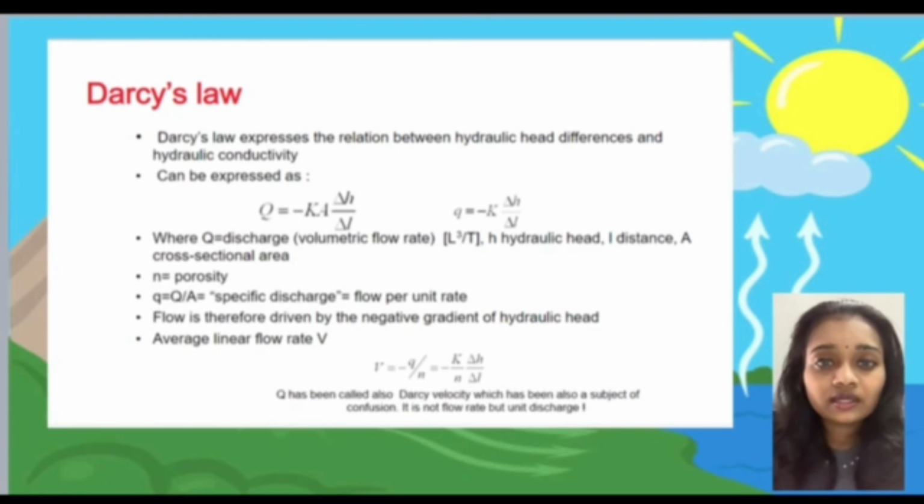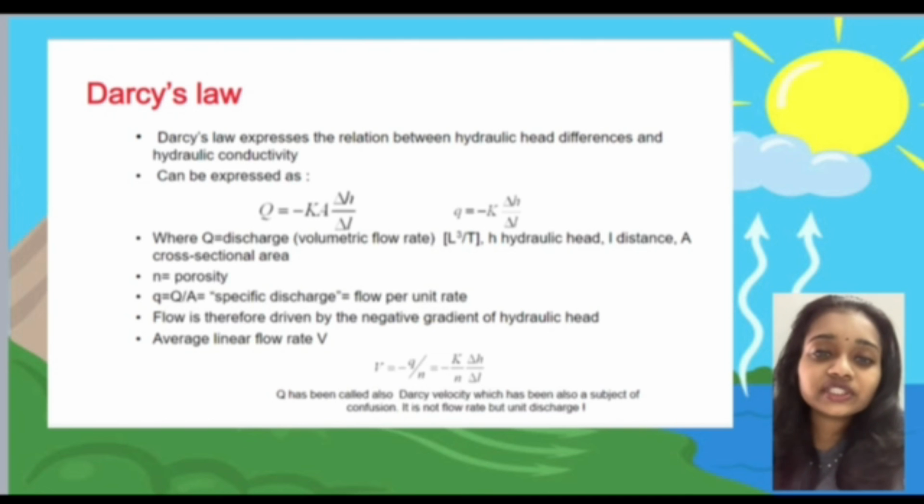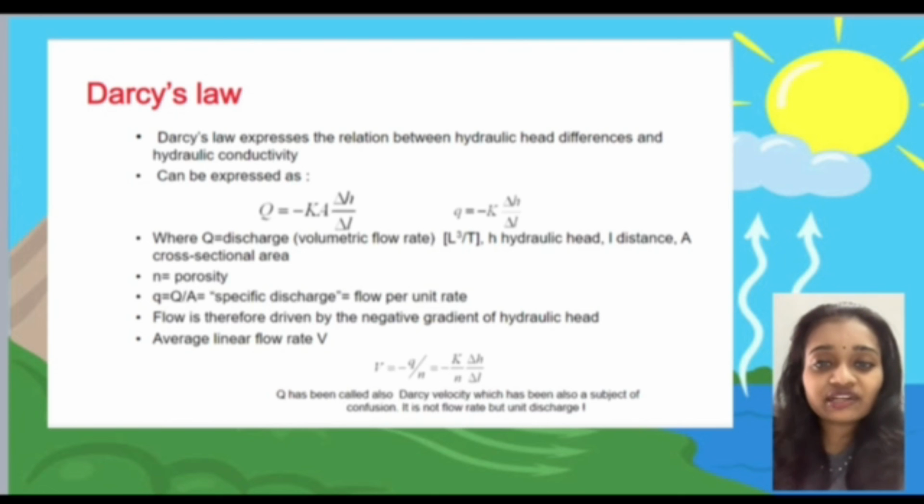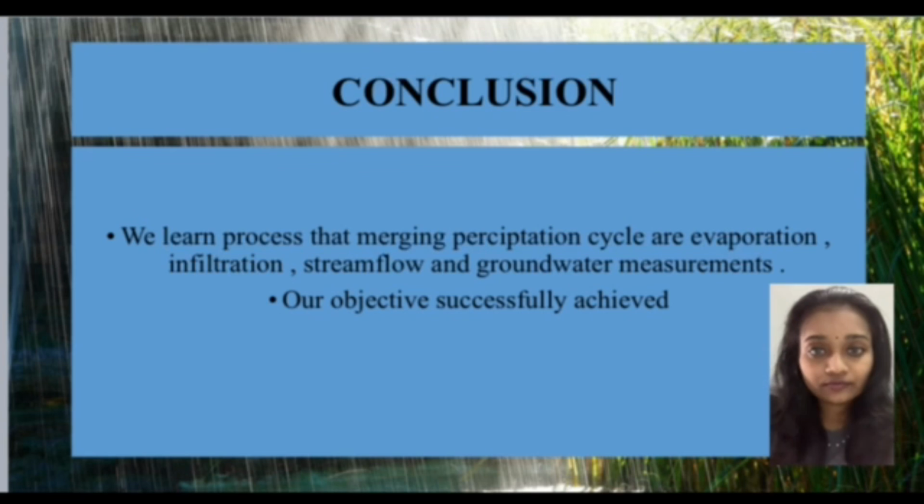Darcy's law expresses the relation between hydraulic head differences and hydraulic conductivity. Below is the formula where Q is discharge, the volumetric flow rate, H is hydraulic head, L is distance, A is cross-sectional area, and n equals porosity. q equals Q divided by A, which is the specific discharge, or flow per unit area. Flow is therefore driven by the negative gradient of hydraulic head.